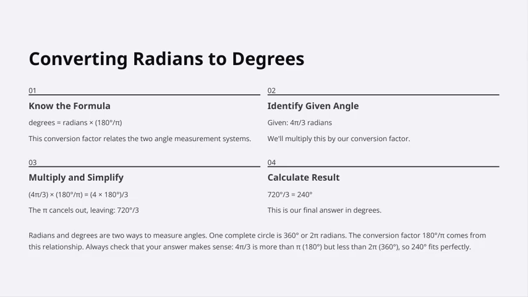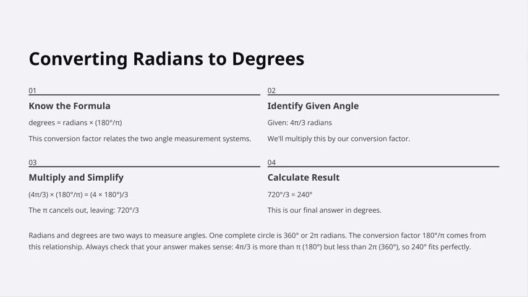Now, when we do the multiplication, it looks like this. 4 pi over 3 times 180 degrees over pi. Notice that the pi cancels out, simplifying the expression to 4 times 180 degrees over 3, which equals 720 degrees over 3. Finally, we perform the division. 720 divided by 3, and that gives us 240 degrees. So, our answer in degrees is 240.